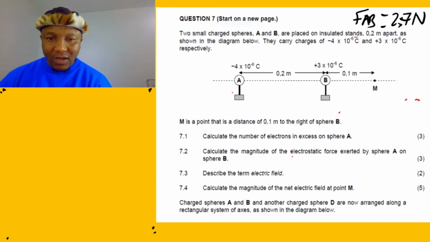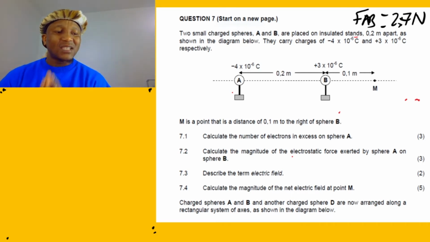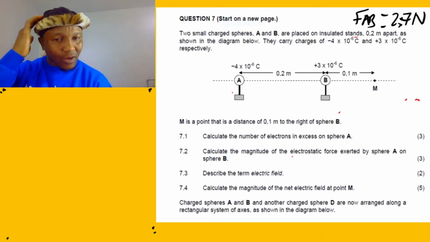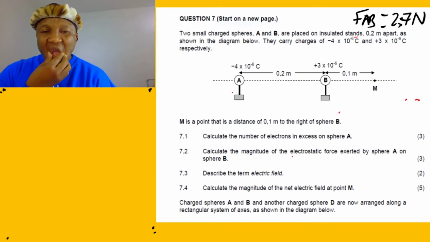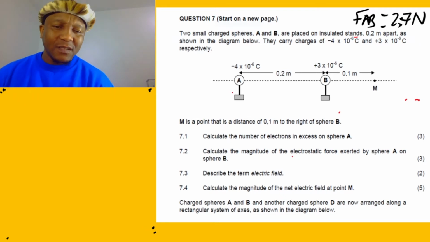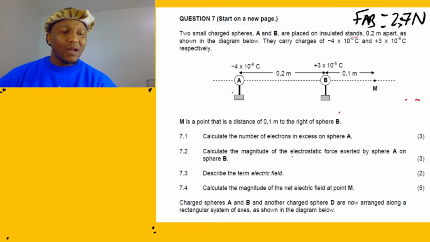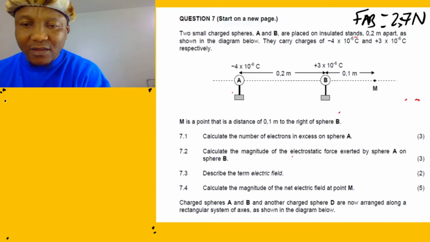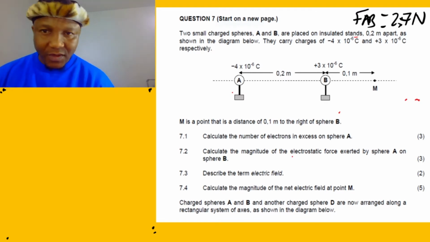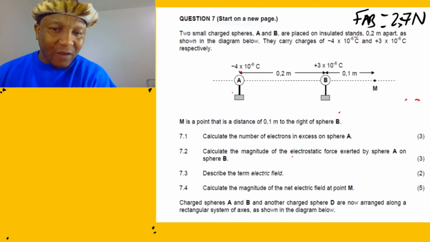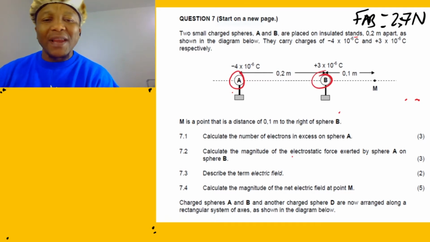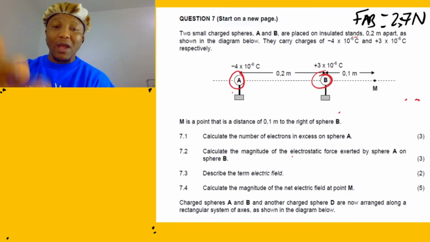Now let's go for 7.3. Describe electric field. Let me write here: electric field. Let me give an example. Remember, there's a force of attraction here from sphere A to sphere B. Let me explain in terms of the magnet, and then we'll come to electric field.